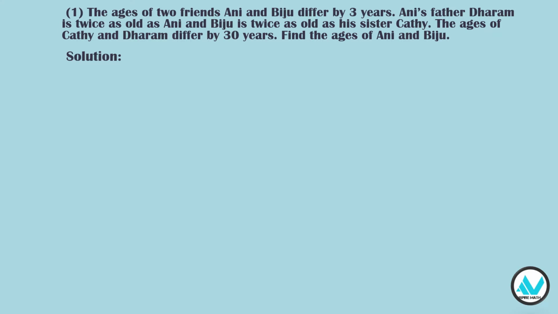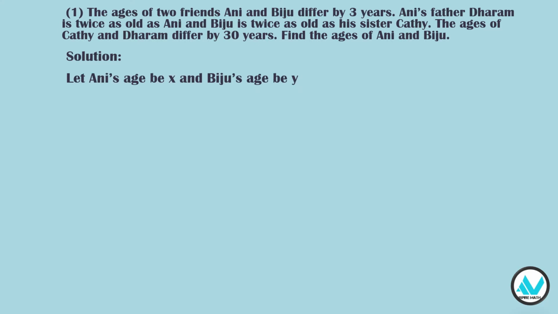The ages of two friends Ani and Biju differ by 3 years. Ani's father Dharam is twice as old as Ani and Biju is twice as old as his sister Kathy. The ages of Kathy and Dharam differ by 30 years. Find the ages of Ani and Biju. Now let's move on to the solution.